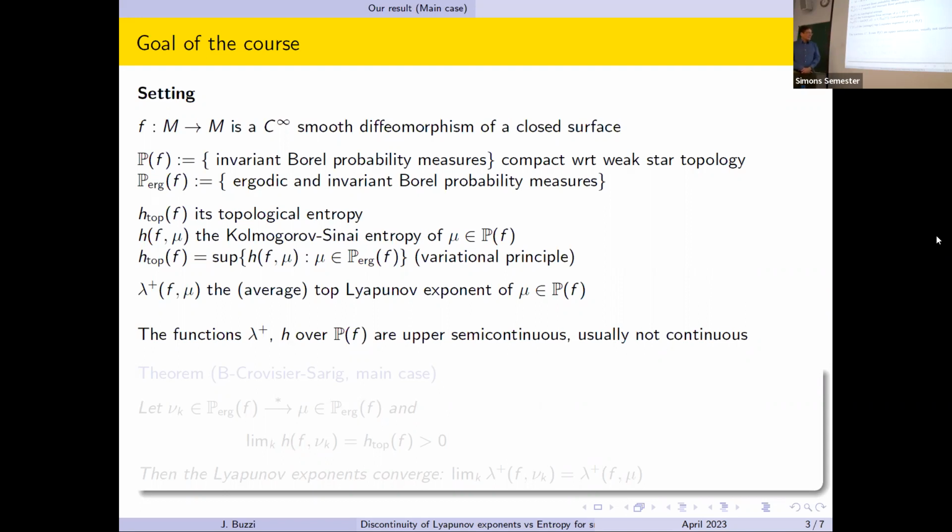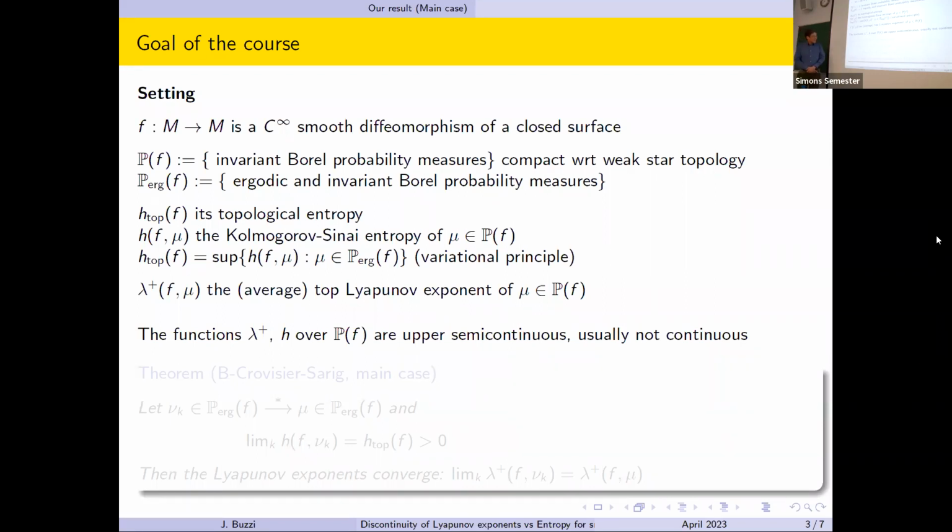We will see that these are upper semi-continuous. For lambda plus, in fact C1 smoothness would suffice. For h, it comes from the C infinity smoothness assumption and Yomdin theory. So they are semi-continuous, but they are not continuous in general. For the entropy, it's never the case, as soon as it's not the zero function. And for lambda plus, it can be continuous, for instance if you have an Anosov diffeomorphism, but not always.